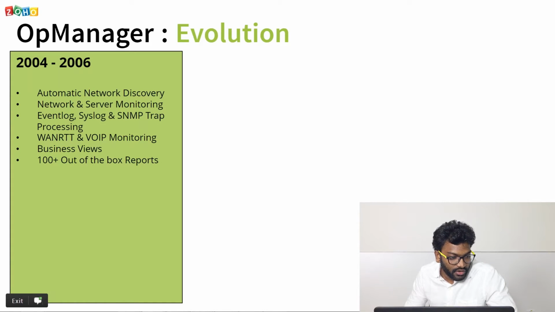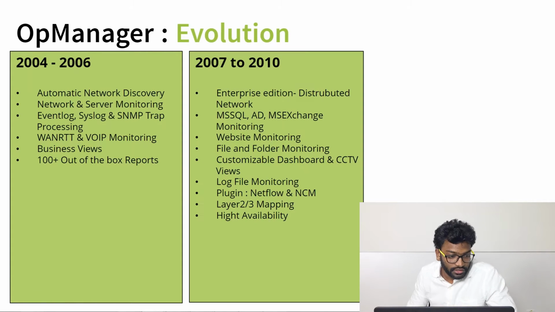Over the period of time, we introduced the most important features for monitoring event logs, syslogs, and SNMP trap processing. All these helped the administrators to find network faults and effectively troubleshoot the issues. Business View, one of the widely used features in OpManager, was introduced in this period.